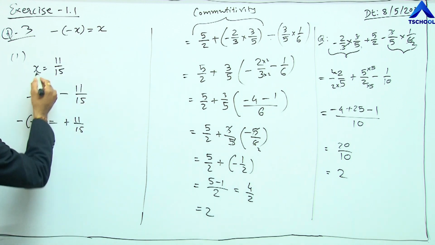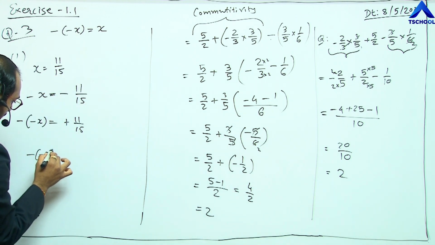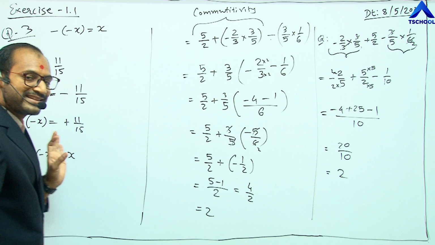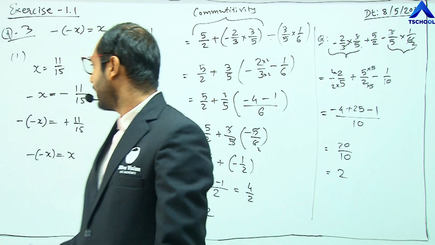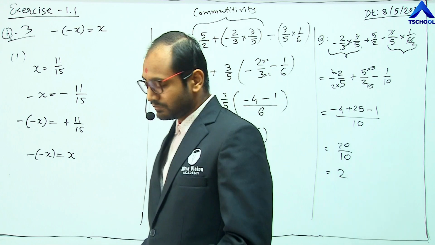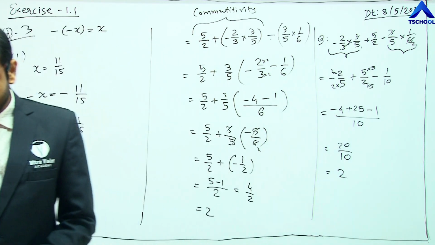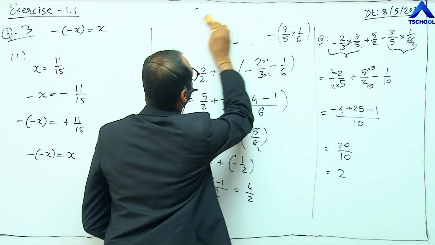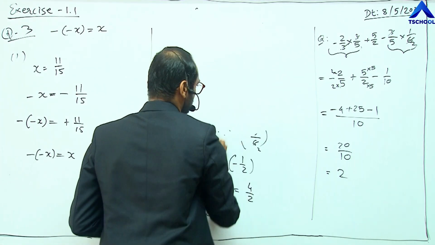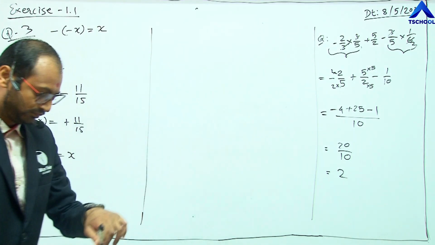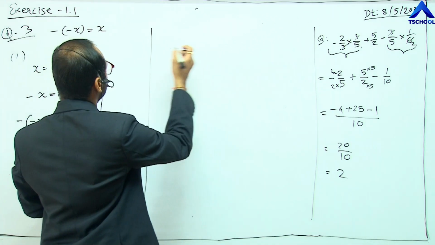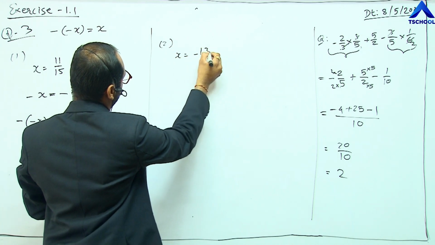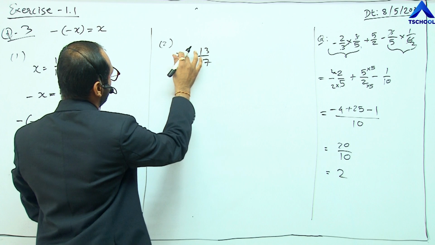Hence we can say that minus of minus x is equal to x. Both results are similar. So we can verify in this way. The second example is minus 13 upon 17. X is equal to minus 13 upon 17.